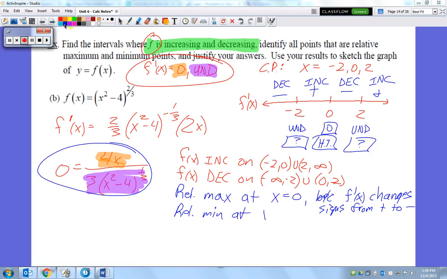So relative min at what? Negative 2 and 2. Wait, I thought they were undefined. No. Good question. He says I thought they were undefined. What are undefined? No, the derivative. But are they defined as points? Yes.